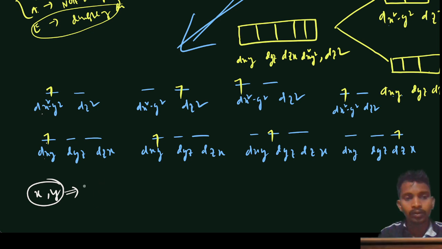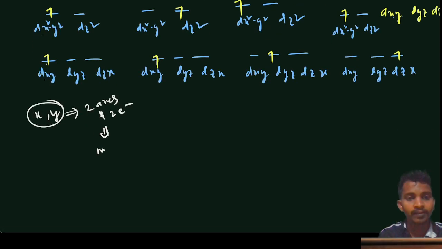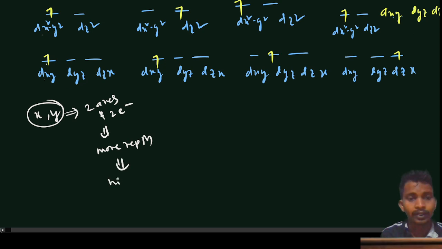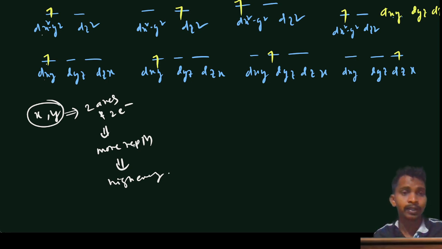I write two axes and two electrons, so it will have more repulsions, then it will have high energy. Okay, if it is high energy, it will have a high CFSE value, and a high CFSE value means this is not stable. Okay, this may be an excited state.